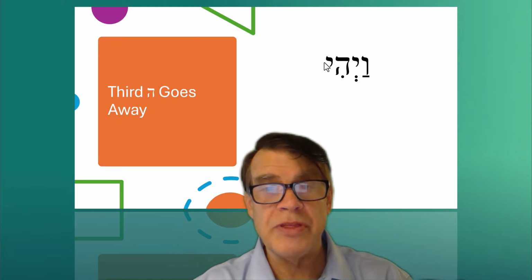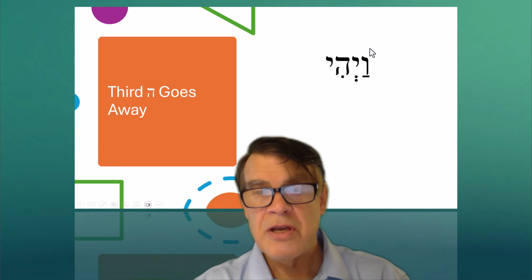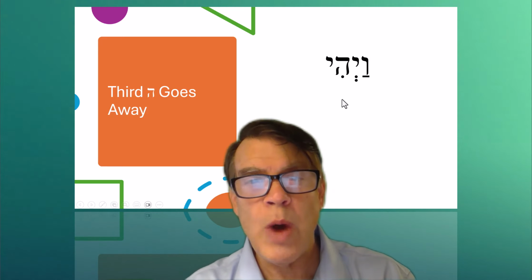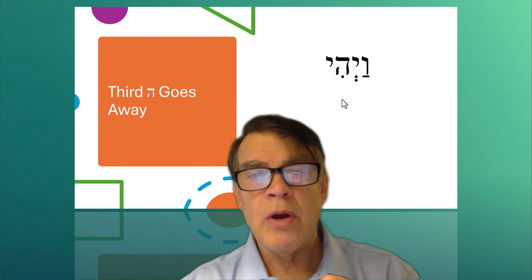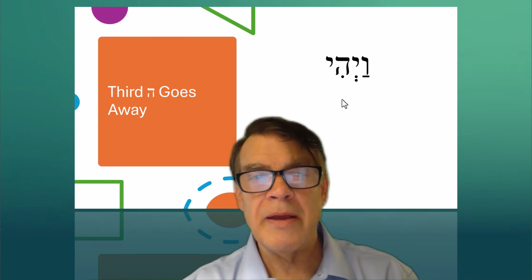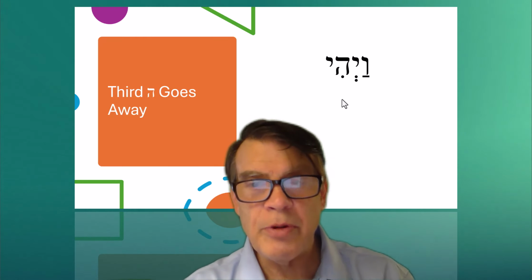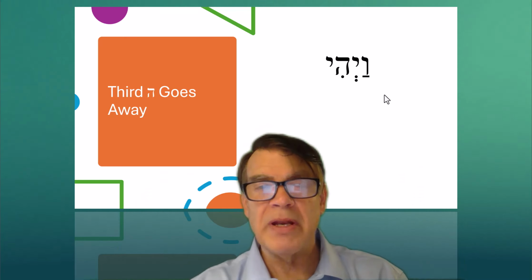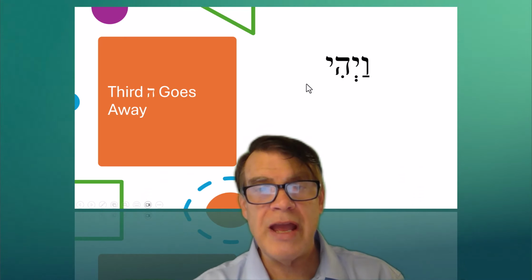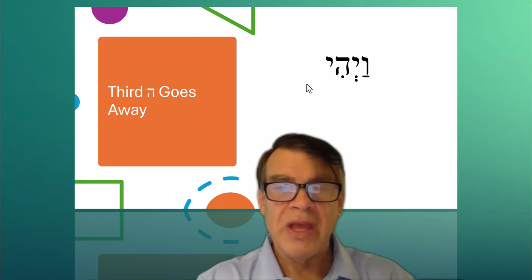And that happens with Third-Hay in this vav consecutive, or wow consecutive, or consecutive imperfect, or wayiqtol imperfect, or converted imperfect, whatever you want to call it, many names for it. It's a true past tense, a preterite. But in that situation, the third hay goes away. Why? It's just what they do. It wasn't a real hay anyway. It was a mother of reading, not a real hay.